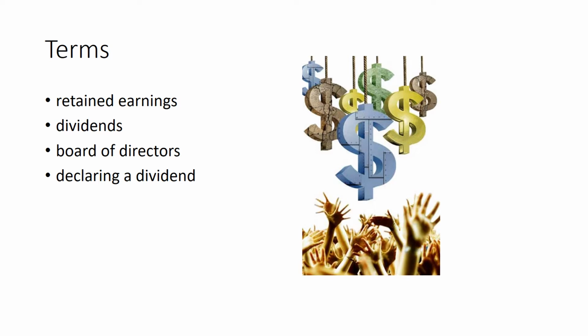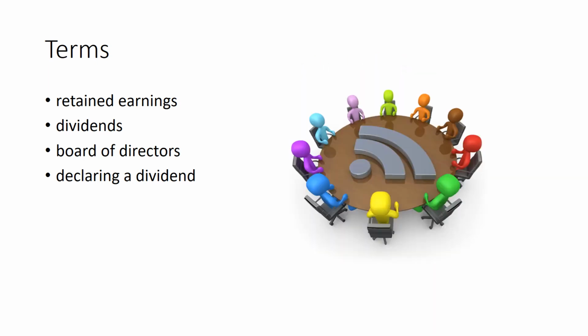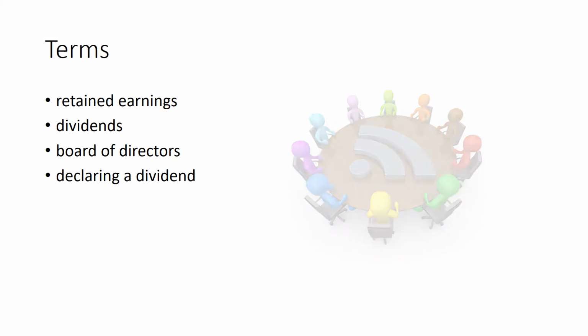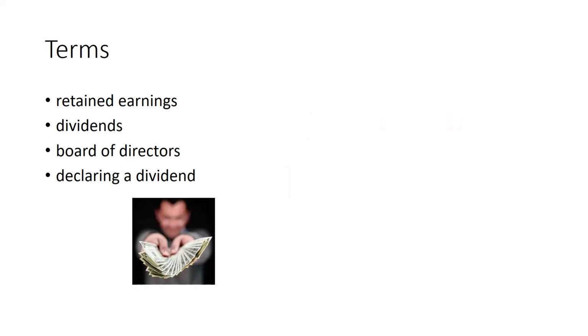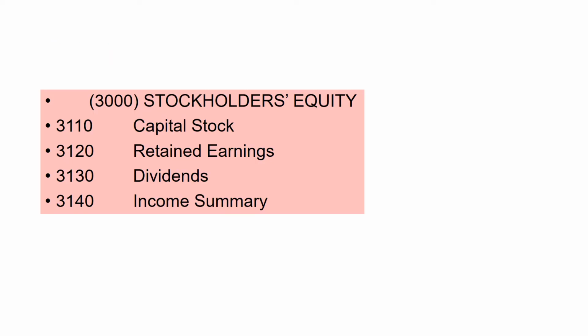In order for a dividend to be offered, you have to have a board of directors, which is basically the CEO's boss, and they will have to approve declaring a dividend. So we'll talk about how you declare a dividend, and then we'll also talk about the actual paying of the dividend. In this transaction, we want to talk just real quick on our stockholders' equity.